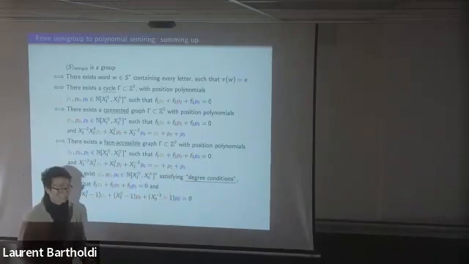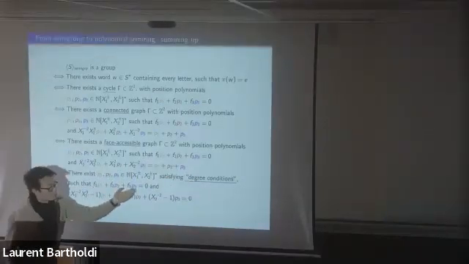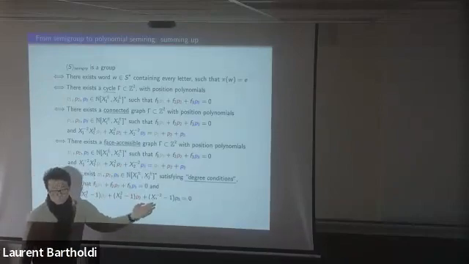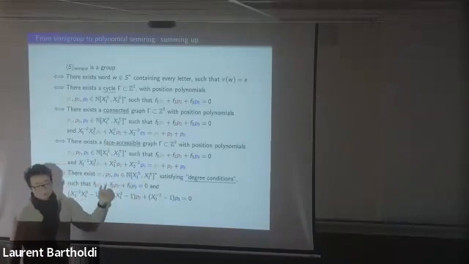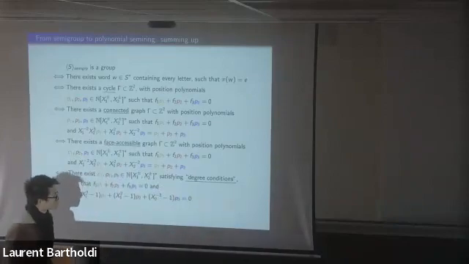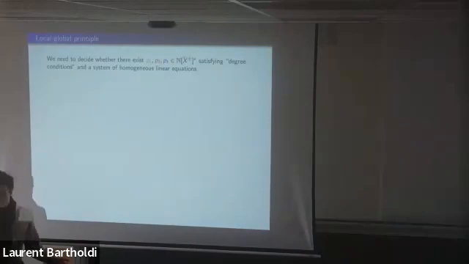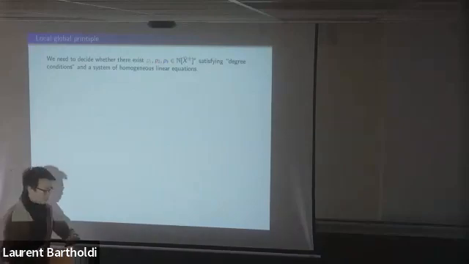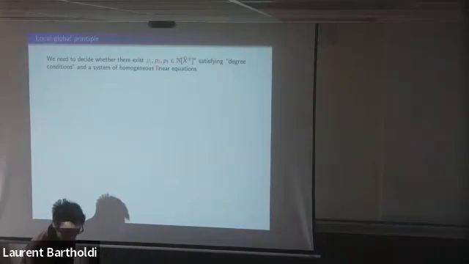So this first order sentence we talked about, and finally it's completely reduced to solving a system of homogeneous linear equations over the semi-ring of polynomials with positive coefficients, plus this degree condition. How do we do this? It's still non-trivial, I'd say. You're given a system of linear equations and you want to decide whether it has a solution with only positive coefficients.